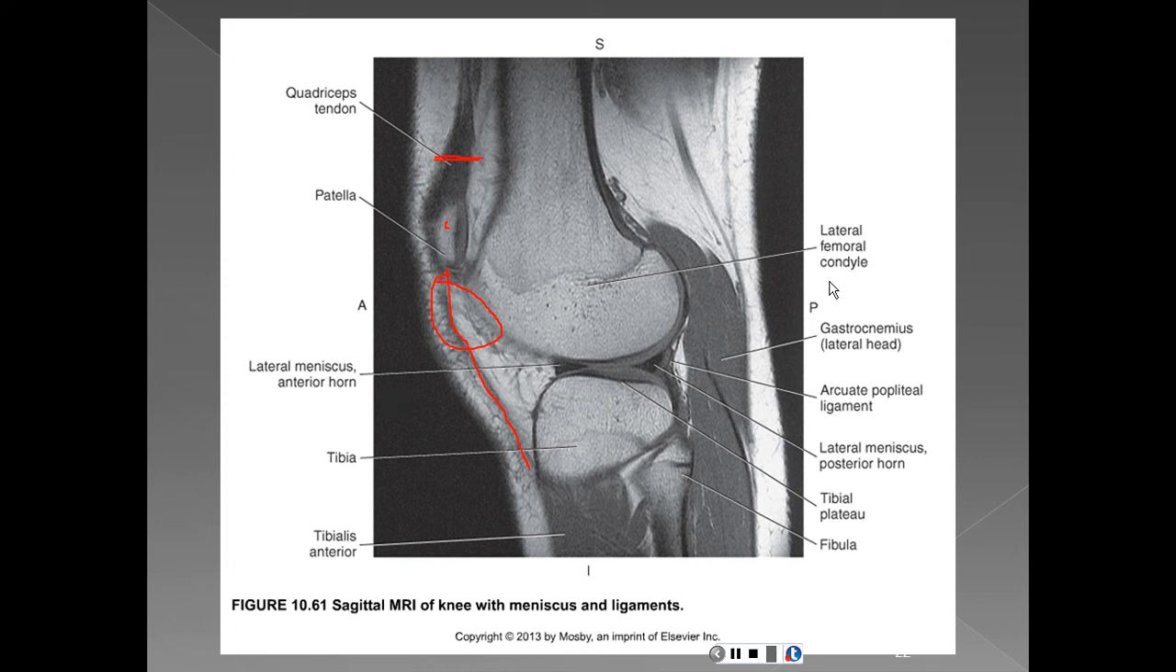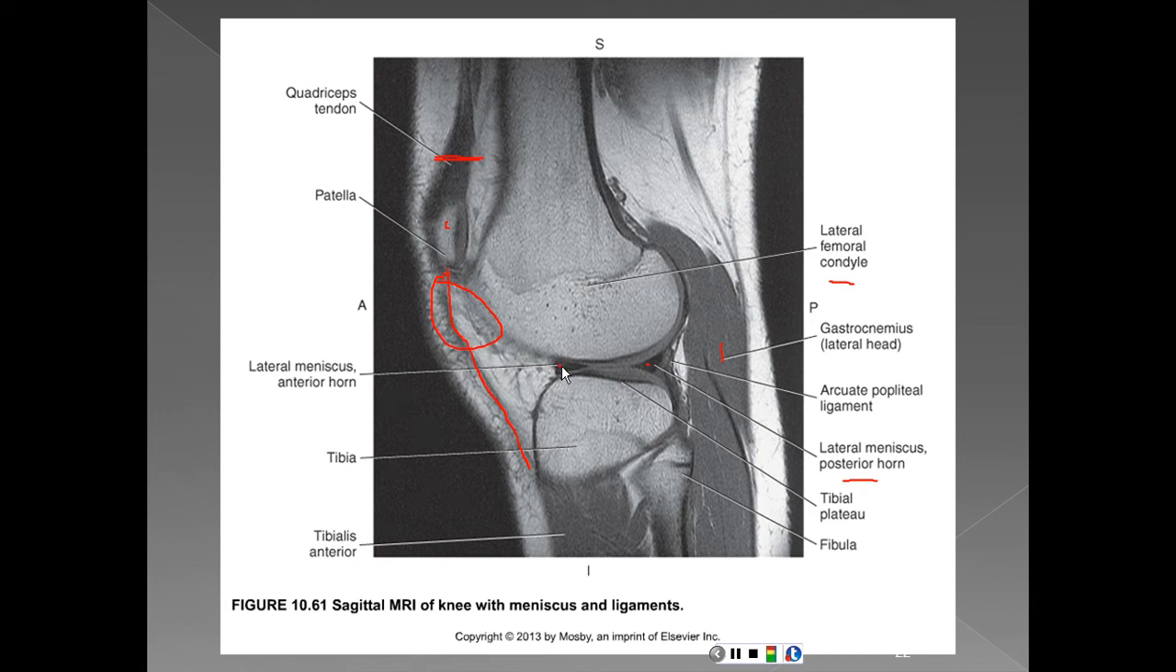So you have the lateral femoral condyle, gastrocnemius muscle, major muscle of the back of the leg, the tibial plateau, and the lateral meniscus, posterior horn of the lateral meniscus. That's this dark area. You've got to see that. That is extremely important in any type of knee injury. You must have a great picture of that. If you don't have a great picture of that during this particular examination, it's useless.